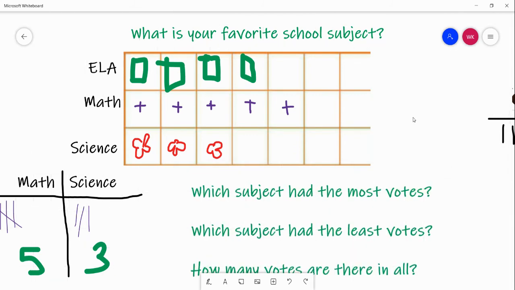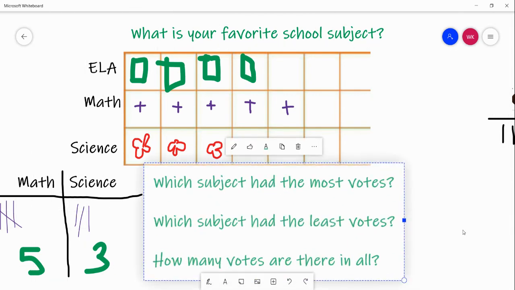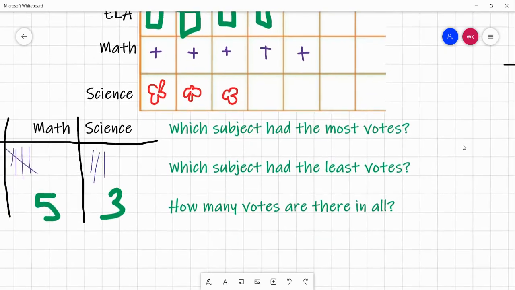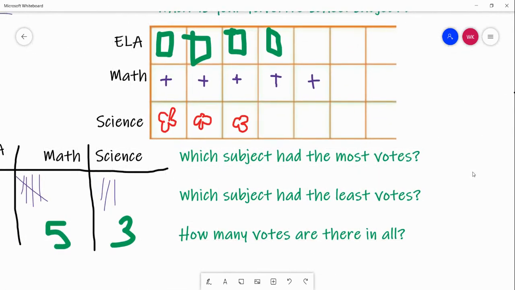So my first question, which subject had the most votes? So we're going to look, which one had the most? Was it ELA, math, or science? It was math, right? Because math had 5 votes. So math was our winner. Everyone likes math more. All right, next question.